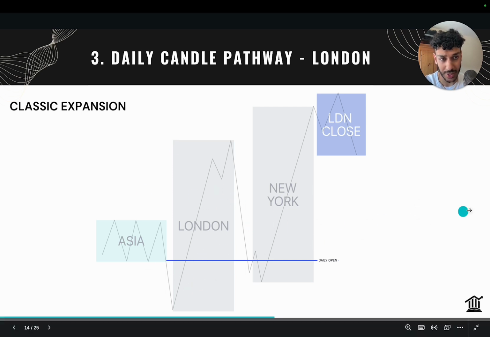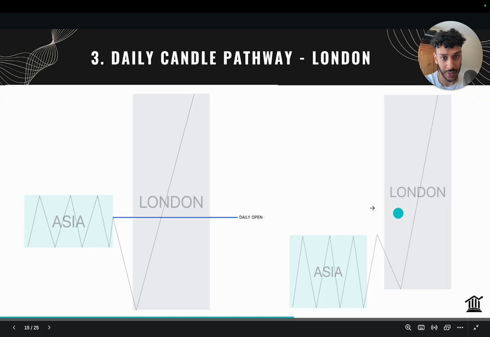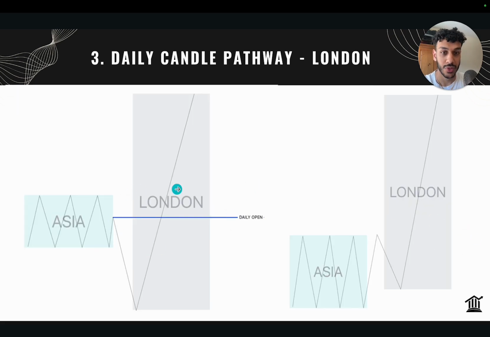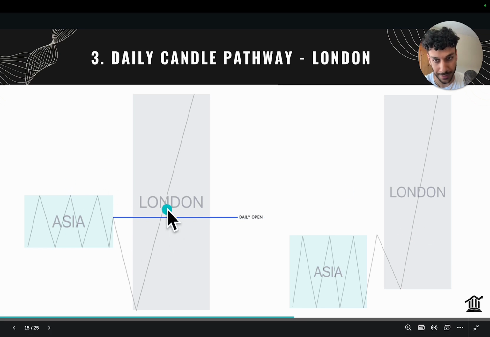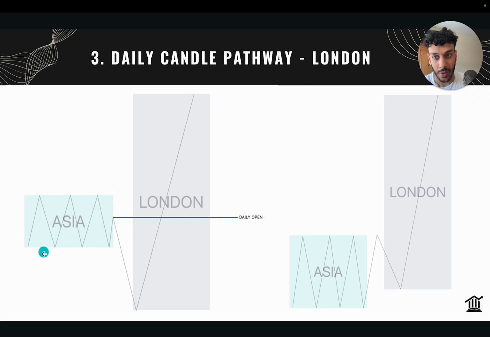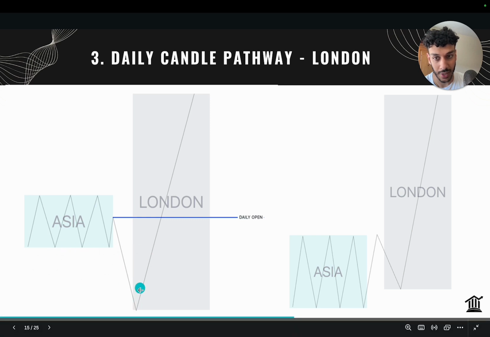So let's actually have a look into London. So here we have two different pathways in London. These are, you could say, the most popular. Here is basically what is referred to as a London protraction. This is referred to as a delayed protraction. London protraction being where price consolidates during Asia, actually runs beneath Asia, and then extends during London. The other one where Asia consolidates, we actually tap, let's say, the midline of Asia and then run higher.